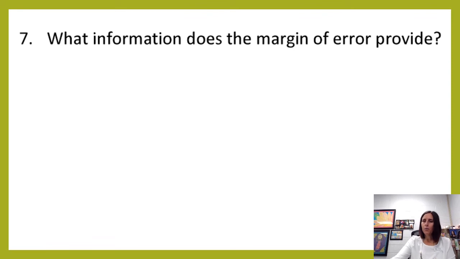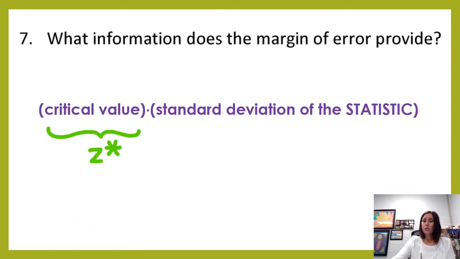To come up with your margin of error, you need two numbers. You need your critical value, which is a Z star, and I'm going to show you how to find that. And the other number you need is your standard deviation of the statistic, not of the population. It's of the statistic, and you're going to multiply those two together.